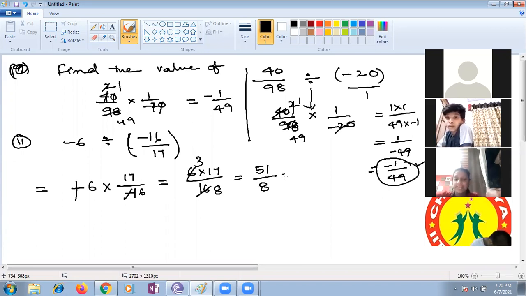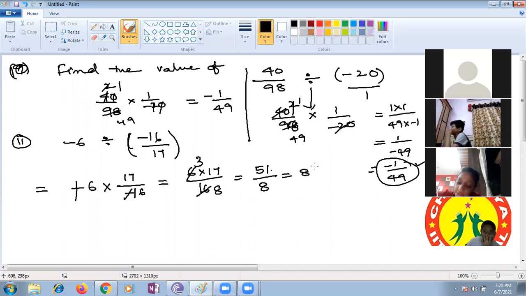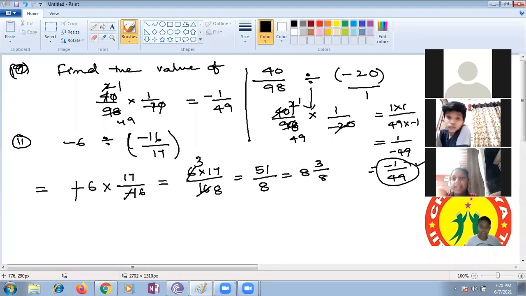That's why I'm telling, always signs are like our parents, so you are supposed to carefully observe them. Yeah, 51 upon 8 can be written as, come on, quick, quick. 8 6s are 48. Leftover 3 by 8. 6 3 by 8, ma'am.